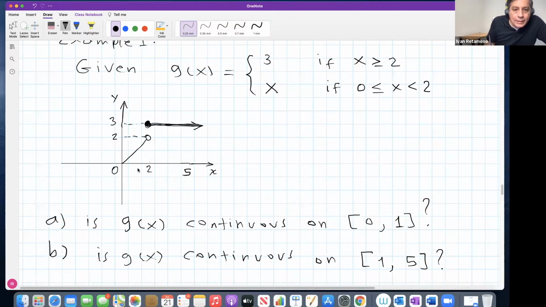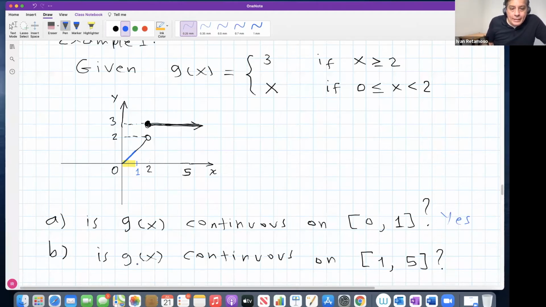Now the question is, is g of x continuous on 0, 1? From 0 to 1, yes, because you are here, right? From 0 to 1, you're here. This part is a continuous function, right? It's all in one piece. So this one, yes, from 0 to 1. I want you to pay attention to this interval. Here, yes.